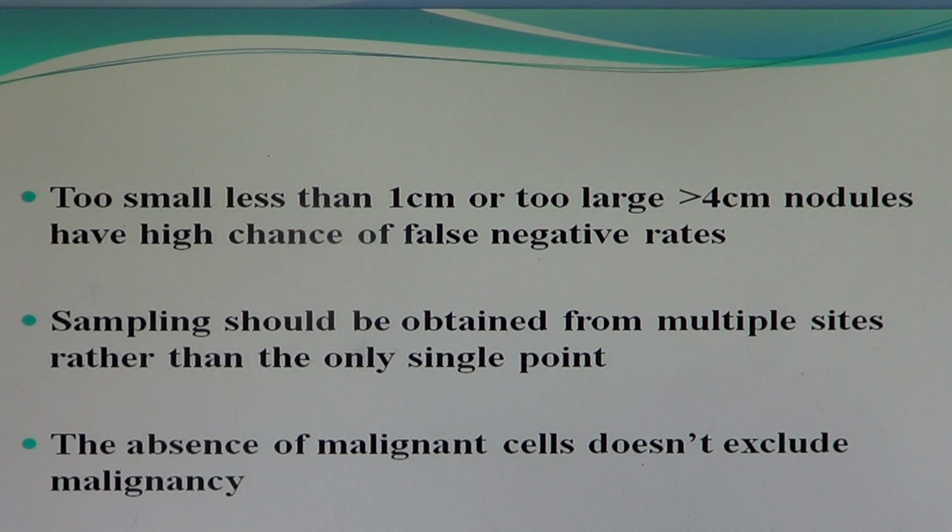Sampling should be obtained from multiple sites rather than only a single point. It will make the results more pure. The absence of malignant cells in FNAC doesn't exclude malignancy, as sometimes even a benign lesion has a 2 to 3% chance that it can be malignant.